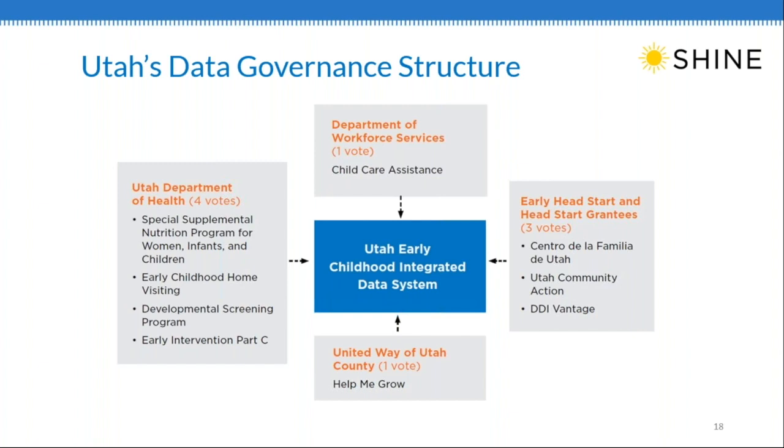And they have a process in place, so as the number of programs that are contributing to their state data system grows, they may change this structure. But the important thing about the data governance structure is that one, you have representation that can really help inform the process, and two, you have a process that allows you to make decisions on how the system is going to move forward. Next slide.